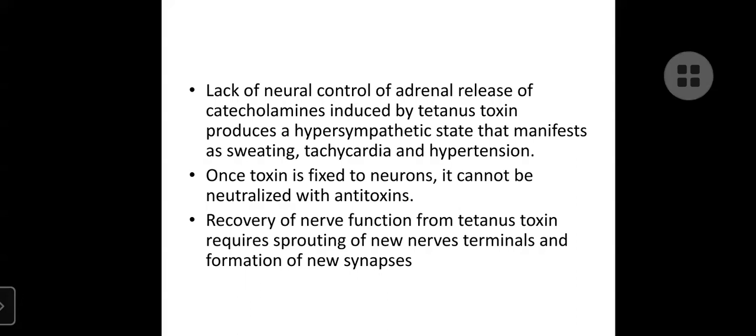So the main aim of treatment will be to attack those that have not been fixed to the neurons, those free toxins here. And also, in order to recover from this, new nerve terminals and new synapses need to be created, because once the tetanus toxin is fixed to a neuron, it cannot be neutralized.